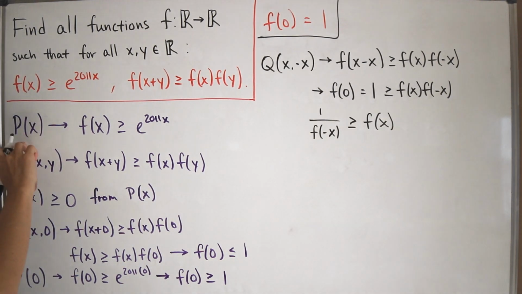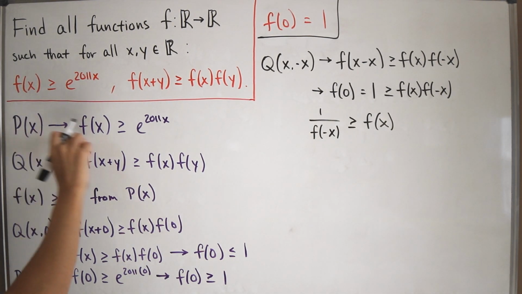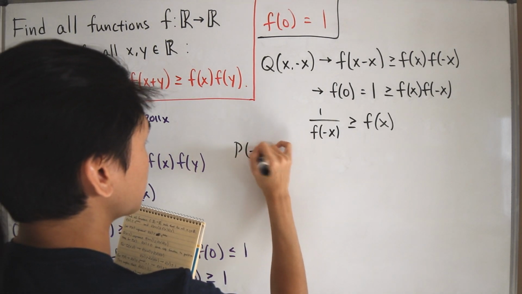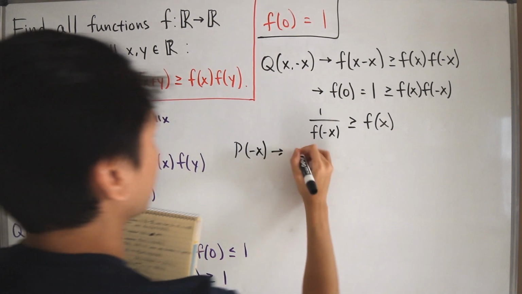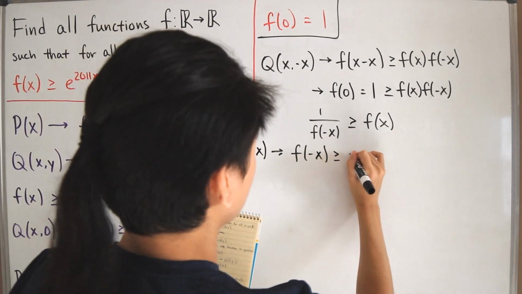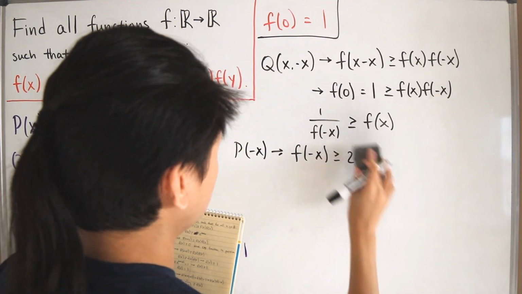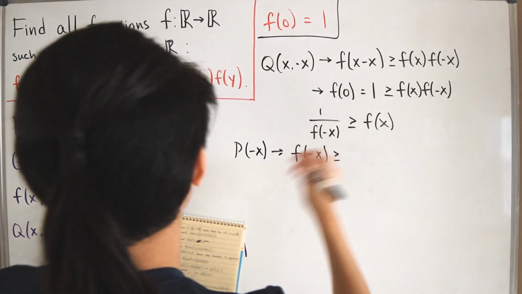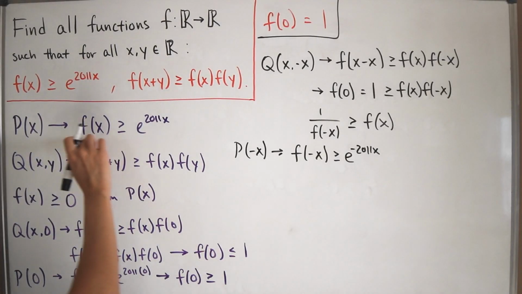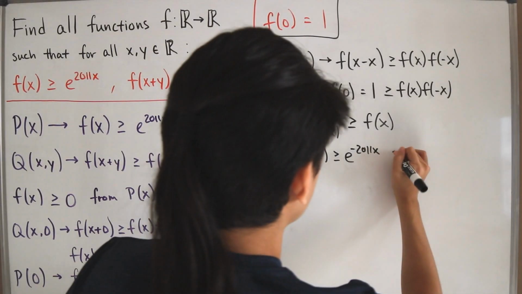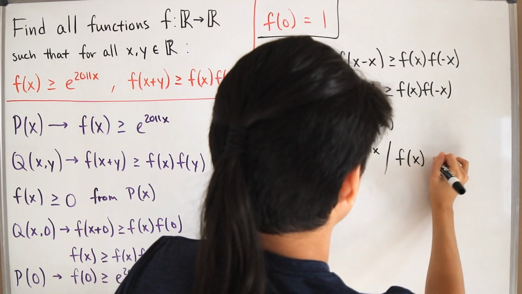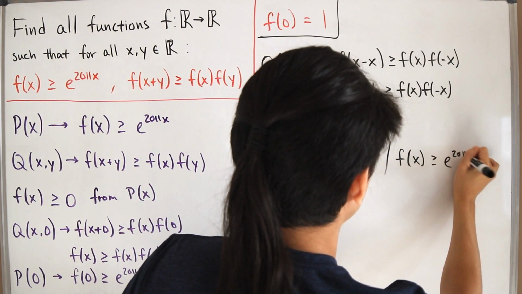So going back to our P statement, let's now plug in negative x for the input in this inequality. So P(-x), in other words, we'll write that as f(-x) is greater than or equal to e to the power negative 2011x. And let's rewrite this again, recalling that our given is f(x) is greater than or equal to e to the 2011x.